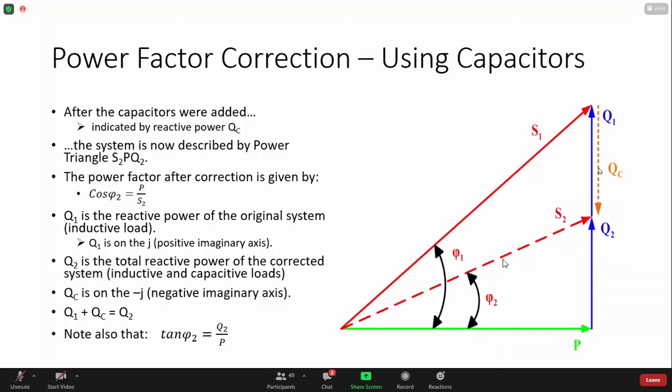Yes. Could you go over that last part? I didn't quite get what you said about the Q1 plus QC part. I don't understand how that one happened.